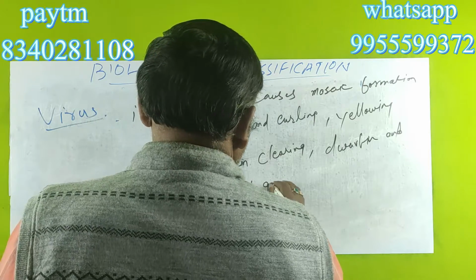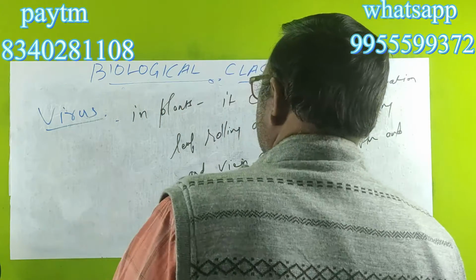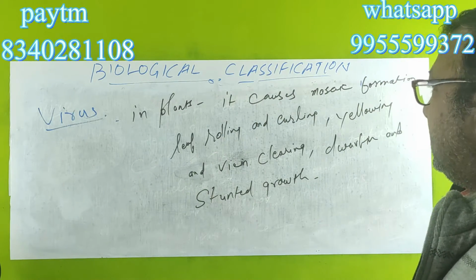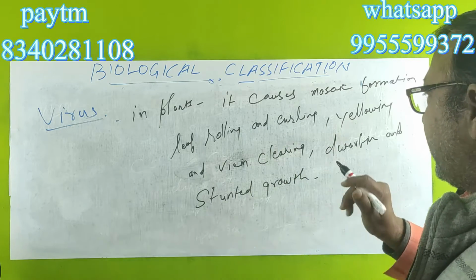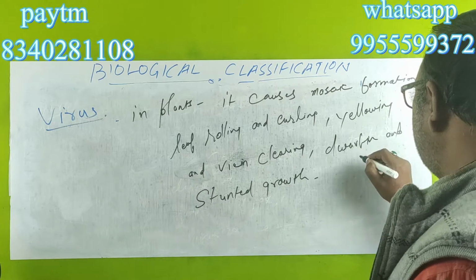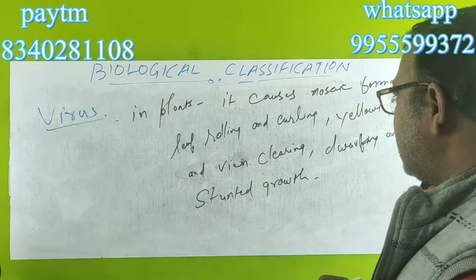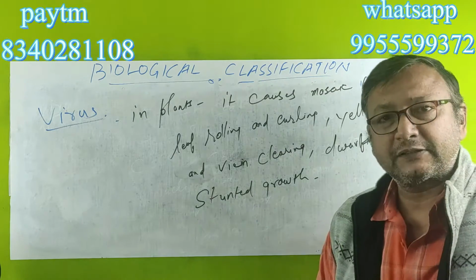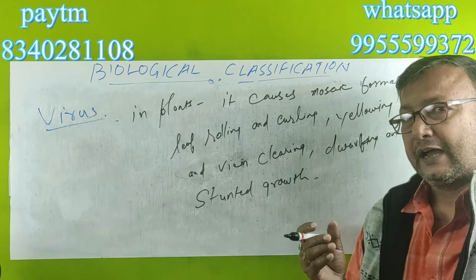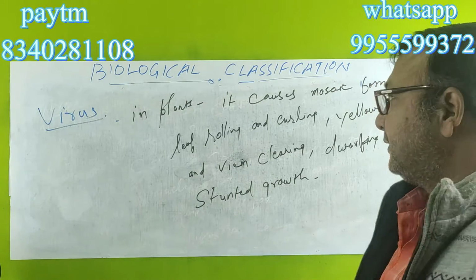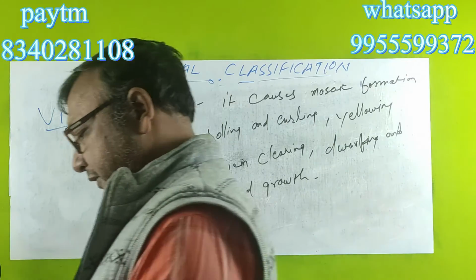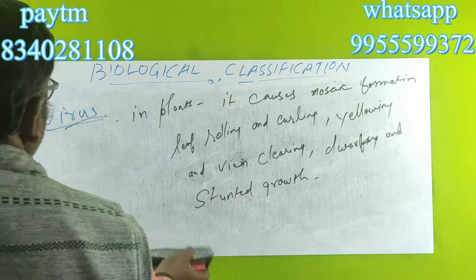How does it affect the plant? We find that in plants it causes mosaic formation, leaf rolling and curling, yellowing and vein clearing, and dwarfing and stunted growth. It means that it affects the growth of the plants, and the leaf appears eaten with only the veins seen. These are all due to the effect of viruses. So here we complete virus.